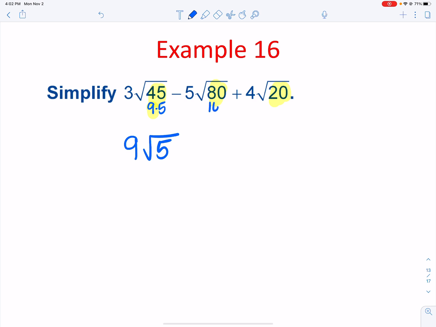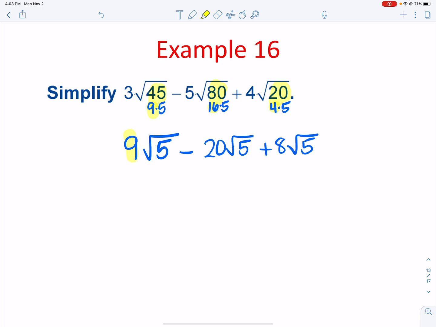80 is 16 times 5. So the 16 comes out in front as a 4, and there's a 5 there. 5 times 4 is 20, so that's 20 root 5. And then 20 is 4 times 5, and so the 2 comes out in front, so it's going to be plus 8 root 5.